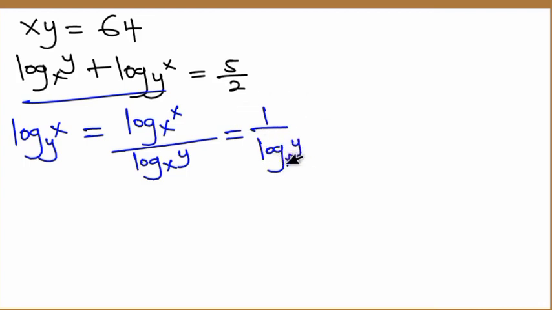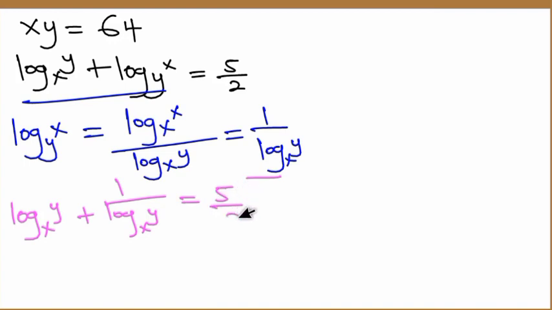So now we have changed this one into base x, so we will rewrite this equation as log base x y plus my log, now with this one, so log base x y, so 1 divided by log base x y equals 5 divided by 2.